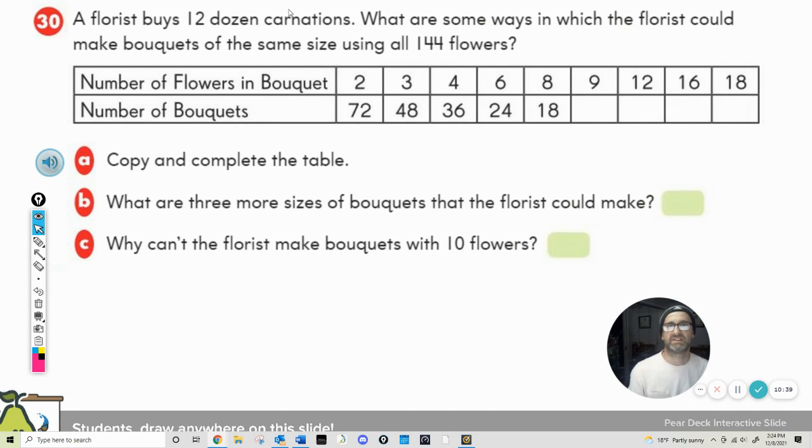Okay. A florist buys 12 dozen carnations. What are some ways in which the florist could make bouquets of the same size using all 144 flowers? Copy to complete the table. What are 3 more sizes? And why can't he make bouquets with 10 flowers? Oh, all right, pause me and go. I'll start.